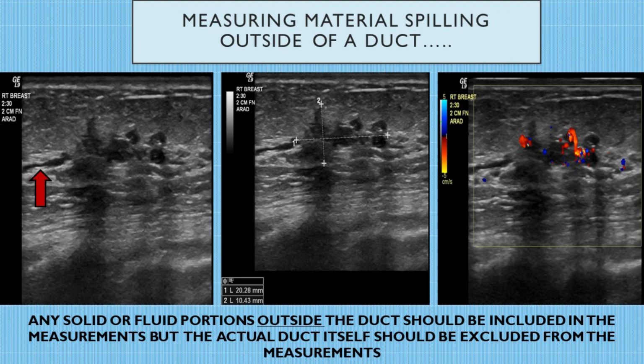Measuring material that's spilling outside of a duct. Any solid or fluid portions outside the duct should be included in the measurements, but the actual duct itself should be excluded from the measurement. Measure the mass, but not the duct.